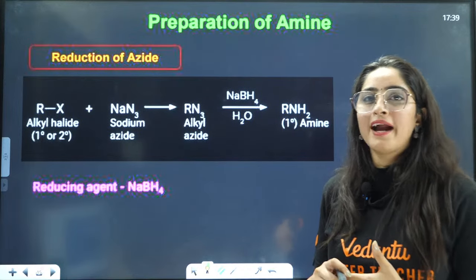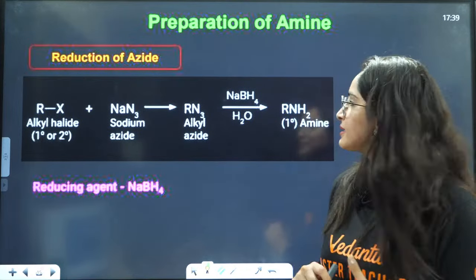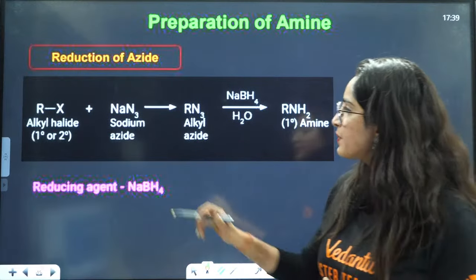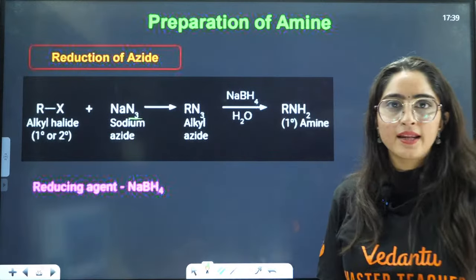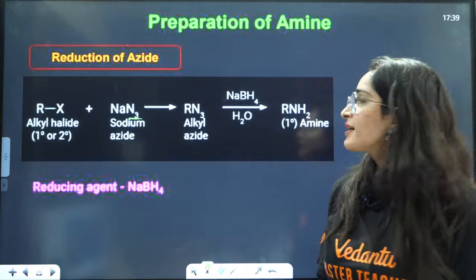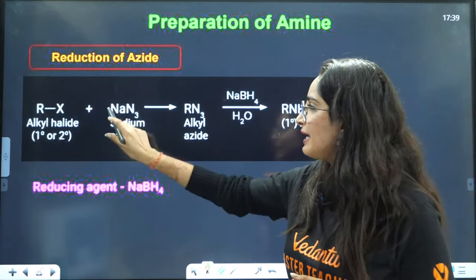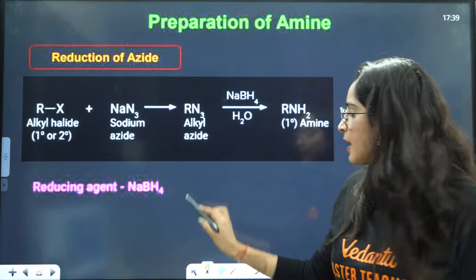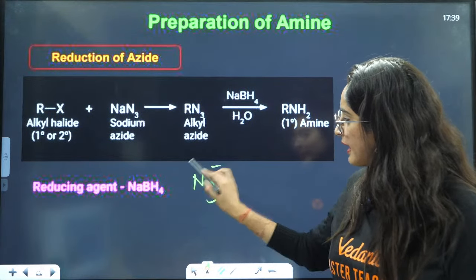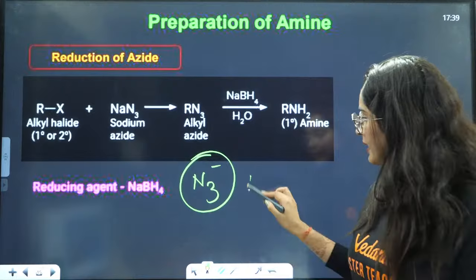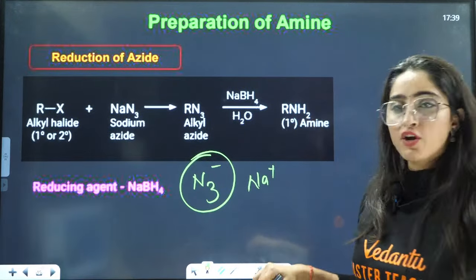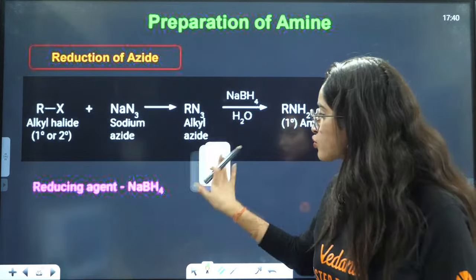Now, let us see the next one, reduction of azide. Azide and azo, let us see what these things are. Azide means you have N3, azo means you have N2. Sodium azide means you have Na positive, N3 negative, so with Na positive, you will have the formation of NaN3. That is called sodium azide.